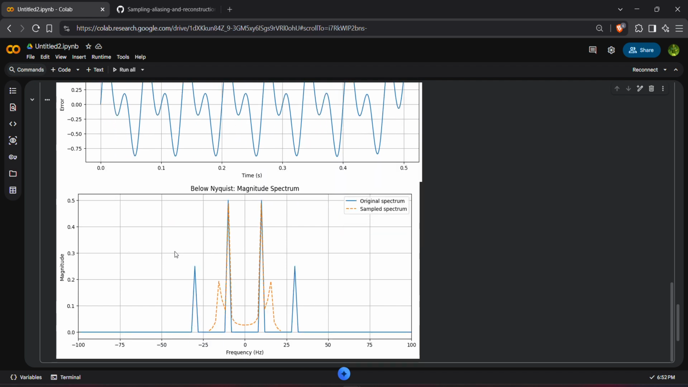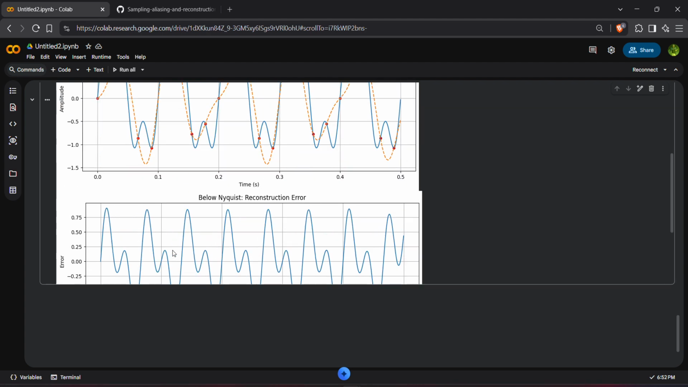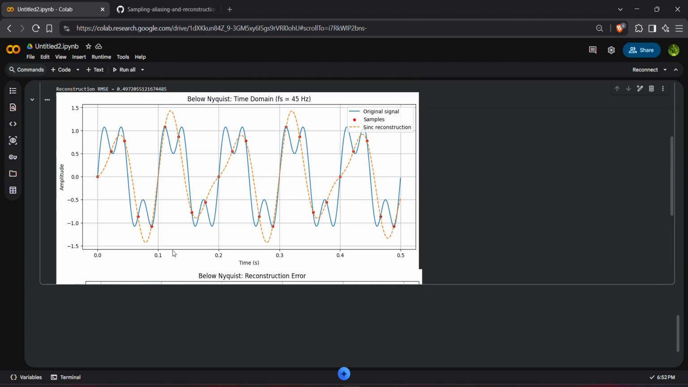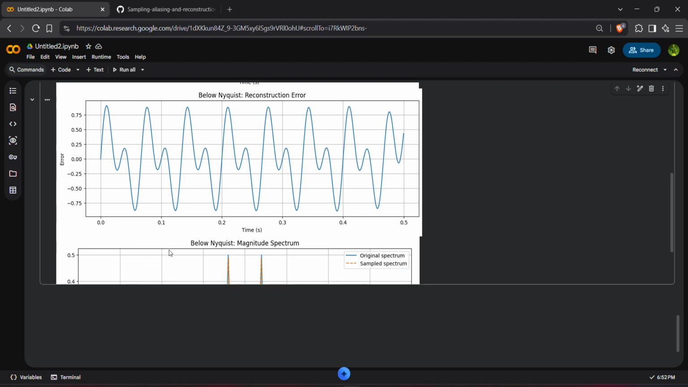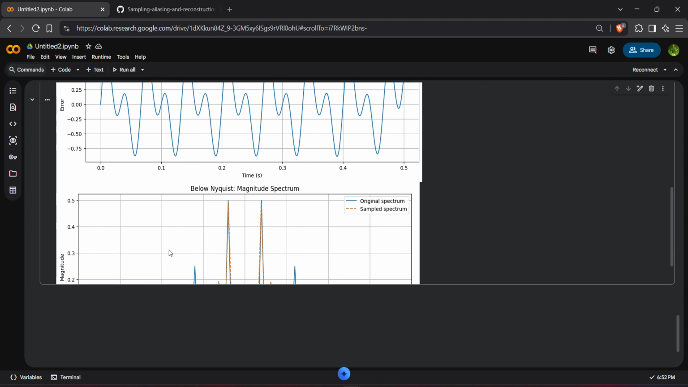Reconstruction error and spectrum. The error is simply the original signal minus the reconstructed signal. The RMSE, or root mean square error, equals the square root of the average of the squared difference between the original and reconstructed signal. A smaller RMSE means the reconstruction is closer to the original signal. We also compare the magnitude spectra.